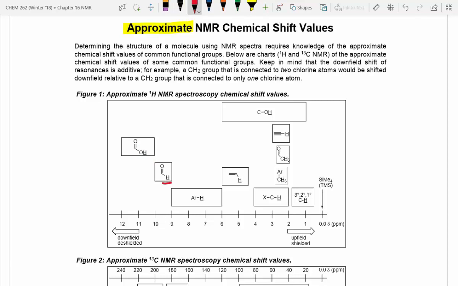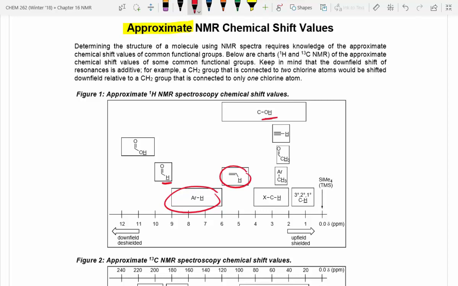Aldehydes also show up really far downfield, meaning closer to that 12 or 15 ppm. Like I said, aromatic peaks show up 6 to 9. Alkenes show up about 4 to 6. Alcohols, just a generic alcohol, can show up at a huge range. So a generic alcohol can show up anywhere from about 1 to 6 ppm. It's not very reliable, and that's due to the fact that it H-bonds differently depending on concentrations, right?